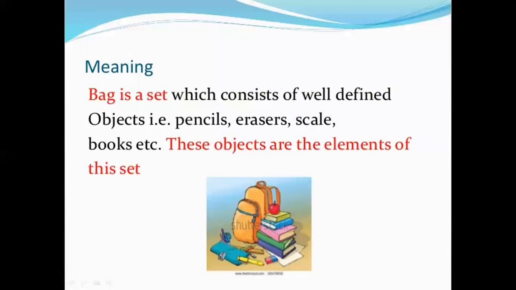Now, with just a picture you can easily understand what is well defined here. You see here there is a bag which consists of some things beside it. It is already opened and the things are kept outside the bag. You see the bag is a set which consists of well defined objects, that is what mostly we keep in the bag: pencils, erasers, scale, books, etc. So these objects, the pencils, scales, erasers, books, these all are the elements of the set, that is a big bag.